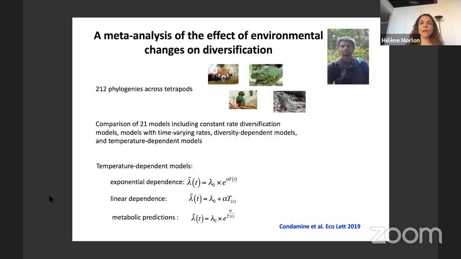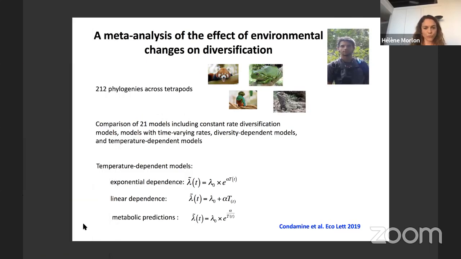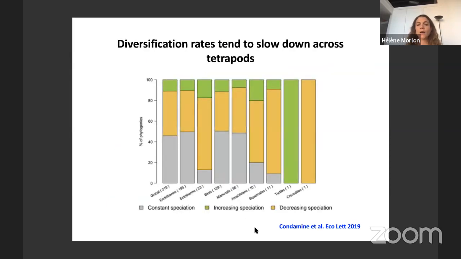So here again, an empirical application of this type of models that we carried out across tetrapods, where we basically compare these models with a climatic dependency of diversification rates to models where rates are either constant through time or vary as an effect of diversity-dependent processes or different types of other potential processes, and we can use different potential functional dependencies of rates on temperature that can come, for example, from predictions from the metabolic theory of diversity or other types of theories.